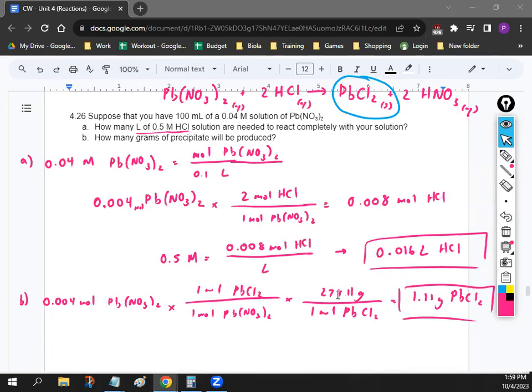You can also have done it from the moles of HCl. We just need to change that first fraction. So you would have 2 moles of HCl for every 1 mole of PbCl2, with 0.5 being the molarity from the equation.